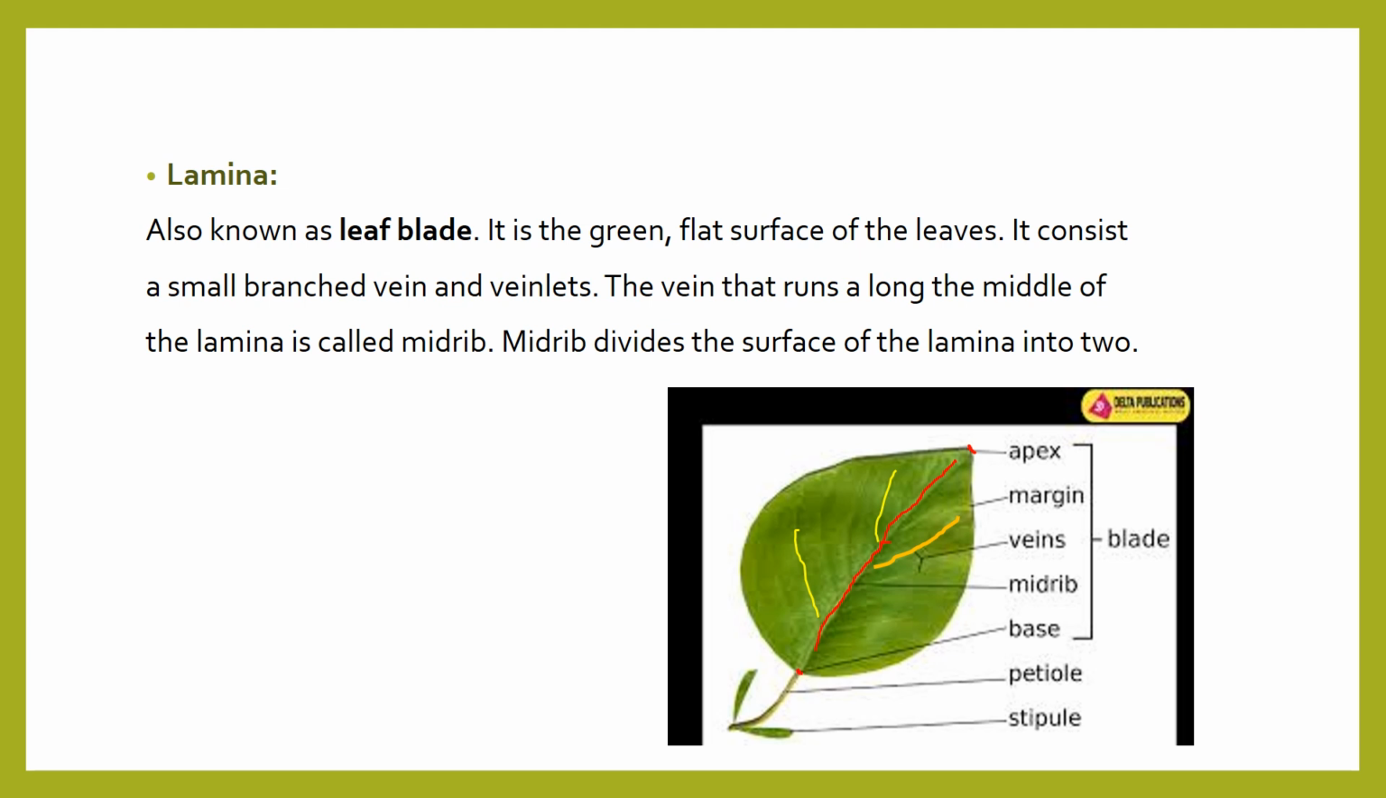And there are veins, and the main vein called the midrib is in the middle of the blade. Also, the edge of the blade is called the margin, and you also see the petiole and the stipule, which we talked about.